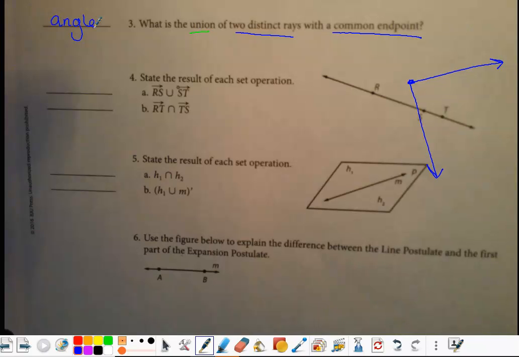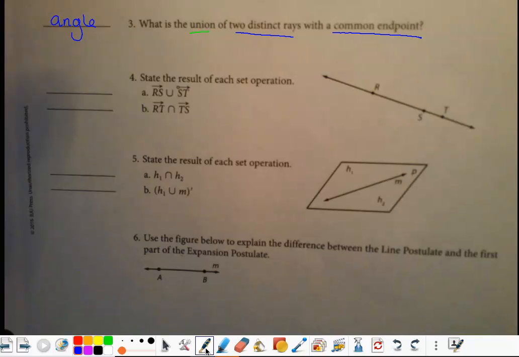Let's look then at 4. These set operations were some that really were a struggle. State the result of each set operation. So what's this one saying? What is RS? RS is the ray from R to S. Okay, so it's not just R to S. It starts at R though, and it keeps going. It goes through S and it keeps going. That's what can be kind of tricky.